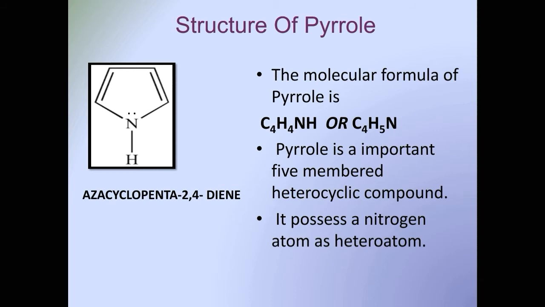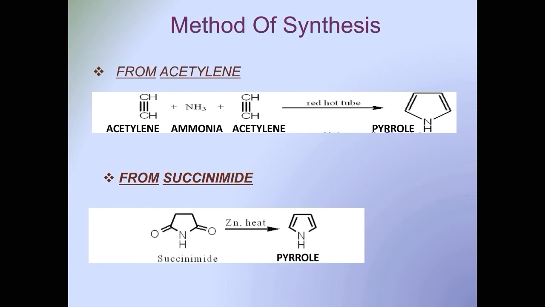Now we will see how pyrrole is synthesized. There are many ways to synthesize pyrrole, but here we will see 3 important ones: from acetylene, from succinimide, and from furan. From acetylene, 2 molecules of acetylene react with an ammonia molecule and are passed through a red hot tube. There takes place the fusion and they cyclize to give the pyrrole molecule. So from this the pyrrole is obtained.